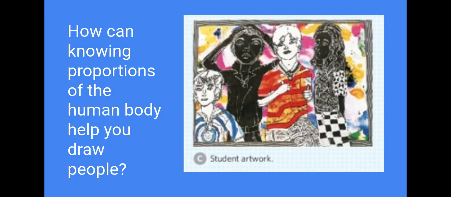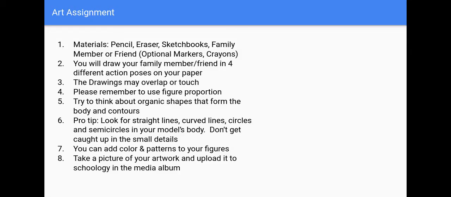Let's look at this picture. This is what we're going to be doing for our assignment. And I want you to think, how can knowing the proportions of the human body as these sketches show help you draw people? And the answer is the people will look more realistic because the proportions are typical. So everything is kind of based on the size of the head all the way down. All right, let's talk about our project. Keep that picture in mind as we go on.